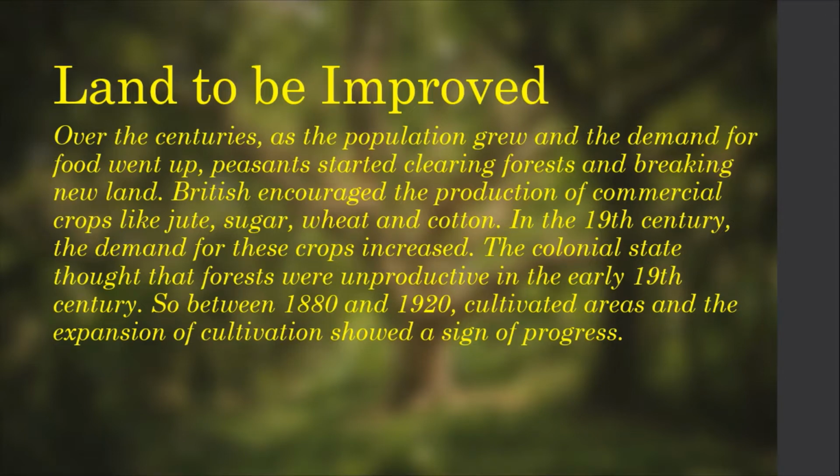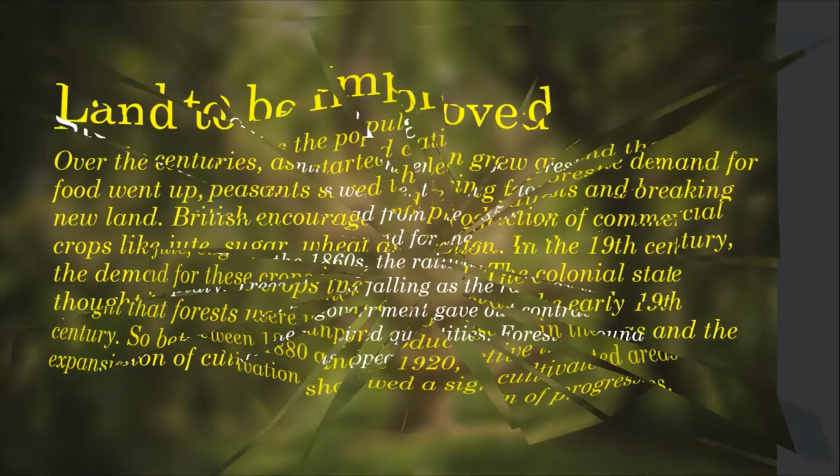The colonial state thought that forests were unproductive in the early 19th century. So, between 1880 and 1920, cultivated areas and the expansion of cultivation were seen as a sign of progress.